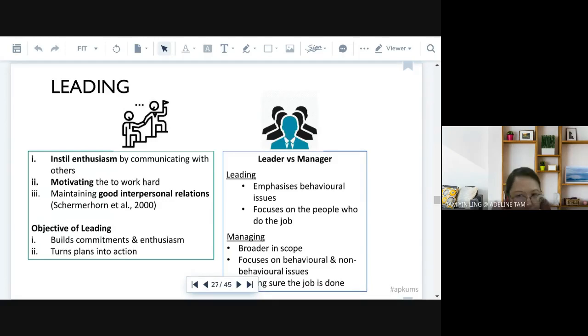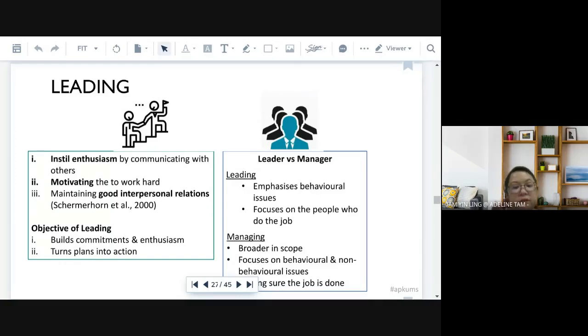So as a manager, or even supervisors, general managers, team leaders, they need to know how to lead the workers. When we talk about leader as compared with manager, remember leaders are leading, memimpin. When we say leaders, pemimpin. So when they are leading, that means they emphasize solving the behavioral issues and focus on people who can do the job.